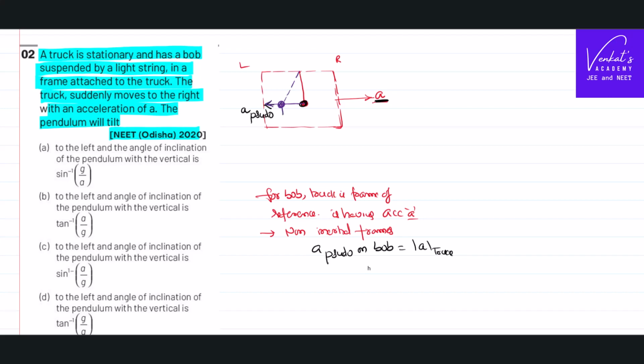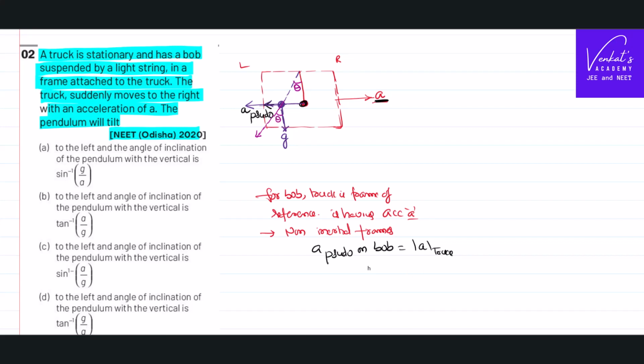Here, what are the forces acting on the bob? The weight mg, or the g, is acting in the downward direction. A pseudo force is acting towards the left. As these two accelerations and forces are acting simultaneously on the bob, it will take a resultant direction, making an angle theta with the vertical. So this also becomes an angle theta with the vertical.